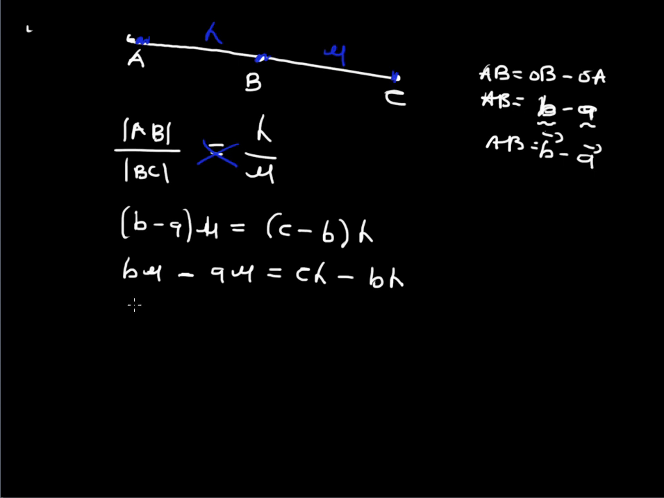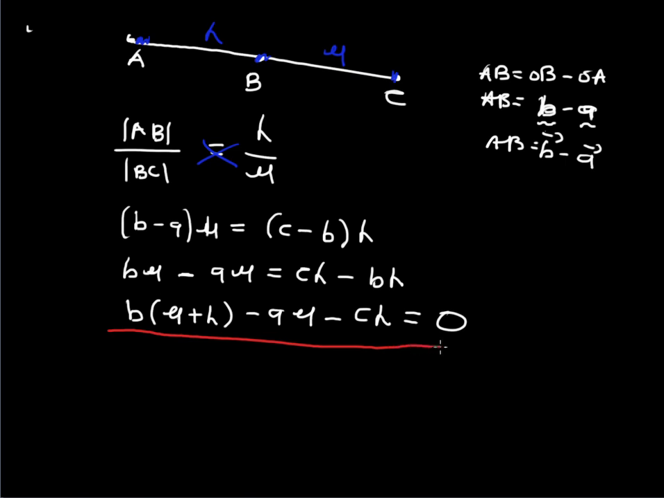Now, factorizing or grouping like terms, we obtain B multiplying mu, and taking this mu to the other side it becomes positive. So we obtain mu plus lambda times B, minus mu A, minus lambda C, and this is equal to 0. Now, take note, everyone. This is our first condition for points to be collinear.